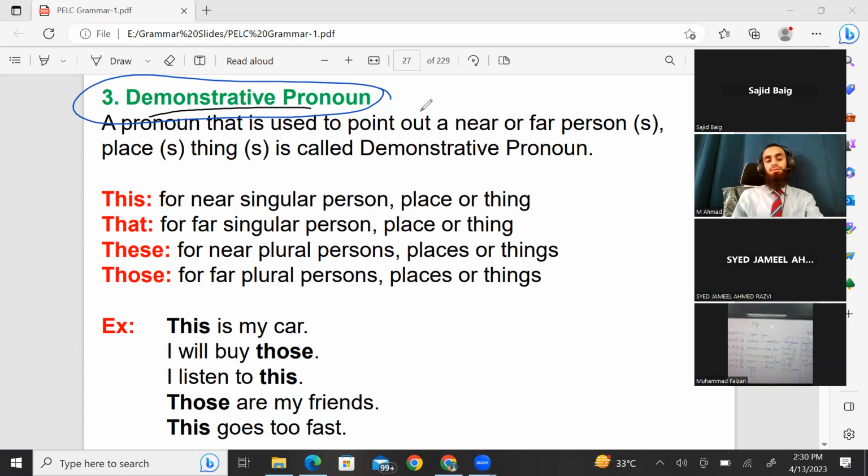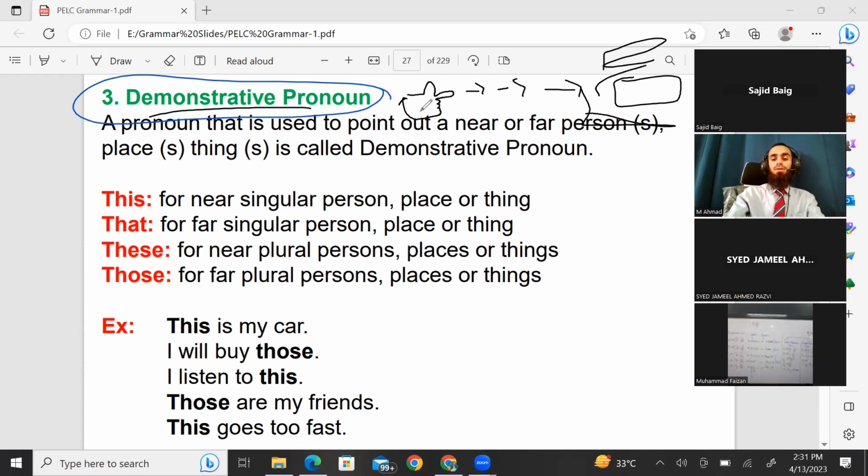Demonstrate means... Sajid, your voice is not audible. Yes, sir. Demonstrating means pointing out the place, things. Yes, to point out something like a place, thing, to give indication, right?